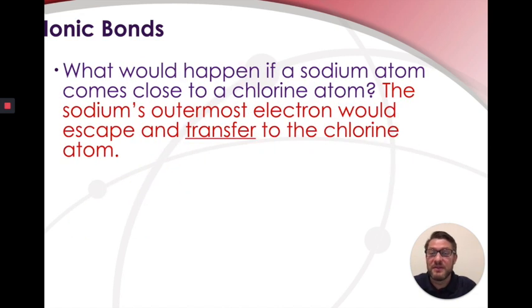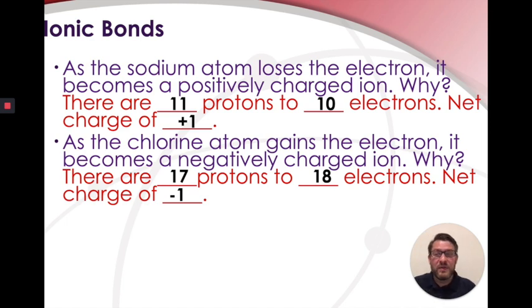What would happen if a sodium atom comes close to a chlorine atom? Well, the outermost electron is going to be transferred. So what this does is sodium now loses an electron, and it becomes a positively charged ion. Now that sodium atom has 11 protons to 10 electrons.